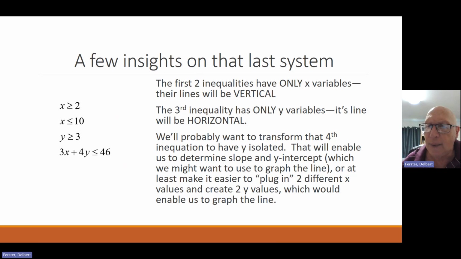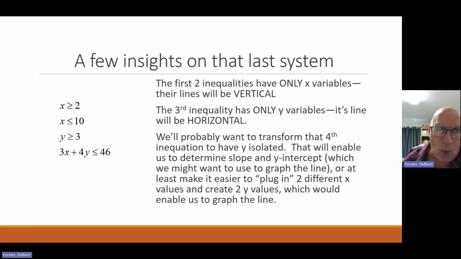So if we get ready to look at the first inequality, since they're x-onlys, those are going to be vertical lines. The first one will be 2 units to the right at x = 2. The second one would be 10 units to the right at x = 10. The third inequality would be 3 units horizontal. So up 3, if you will, at y = 3.